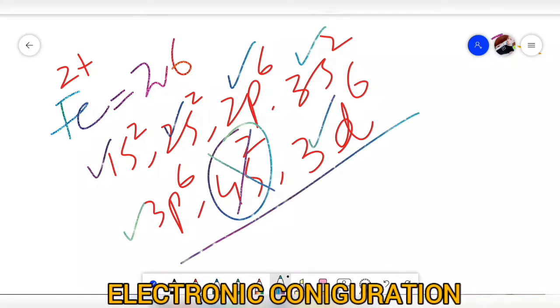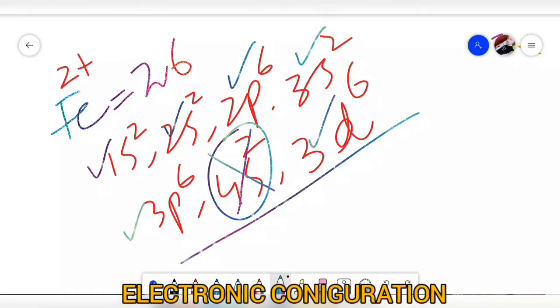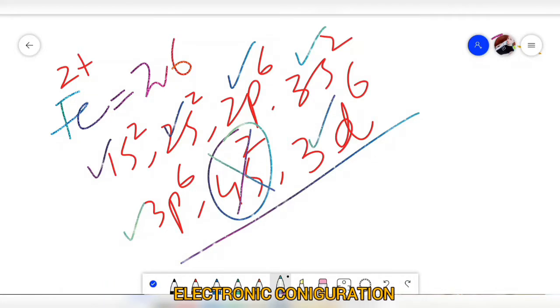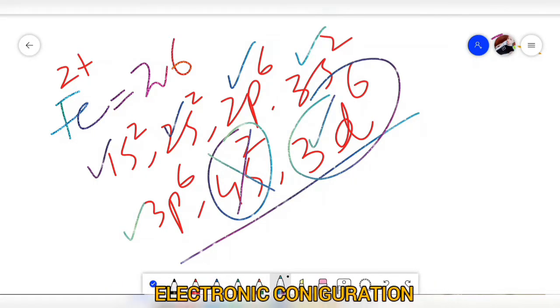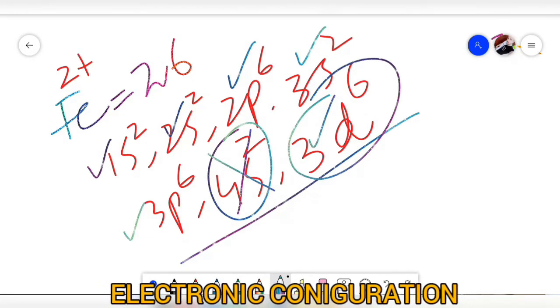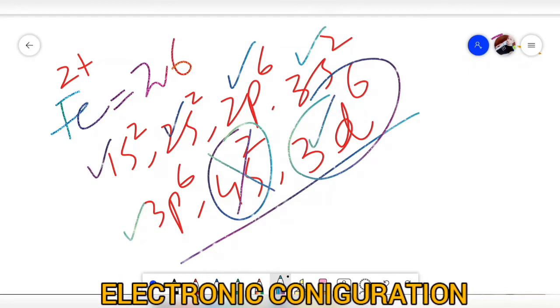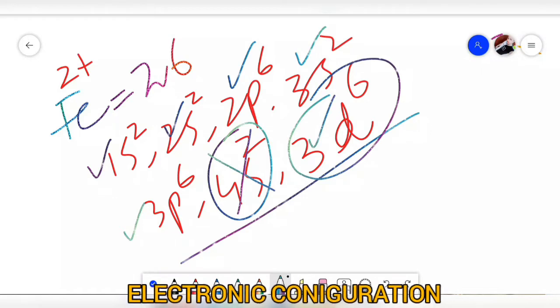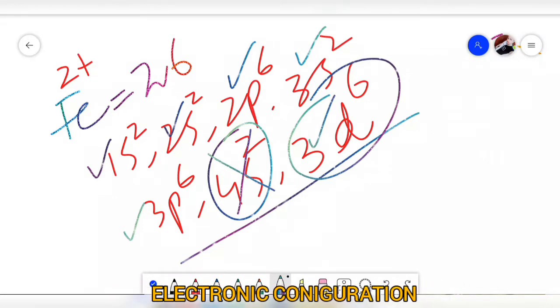Yes, sir. This is the configuration of iron 2 plus. Now keep this in your mind, iron 2 plus is having 3d6, having 6 electrons in it, right? We are going to compare iron 2 plus with iron 3 plus. Keep that in your mind. This is an exam question, very, very important question. The question is, which one is more stable, iron 2 plus or iron 3 plus? Prove on the basis of electronic configuration. So my configuration for iron 2 plus is ending up with 3d6.